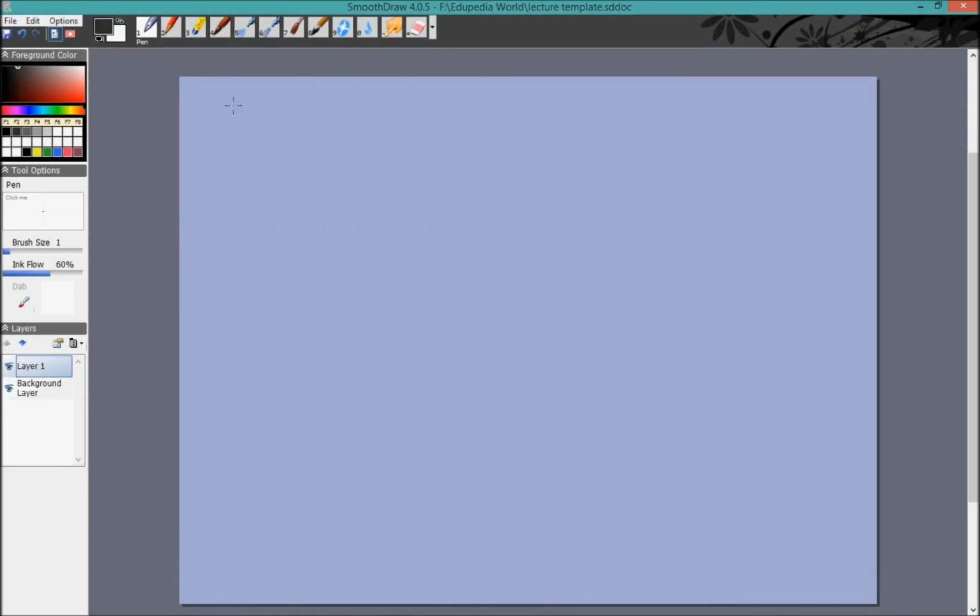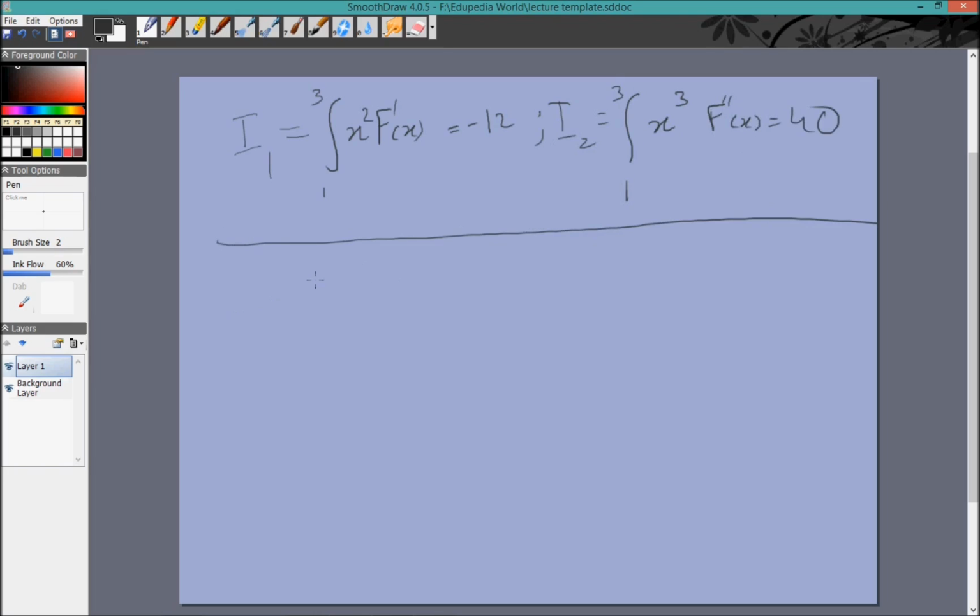So we are given two integrals. I1 is the integral of x squared f dash of x from 1 to 3, and we are given that this is minus 12. Also we are given I2, which is the integral from 1 to 3 of x cube f double dash x, is equal to 40, right? So first of all, let's write down a few easy results.